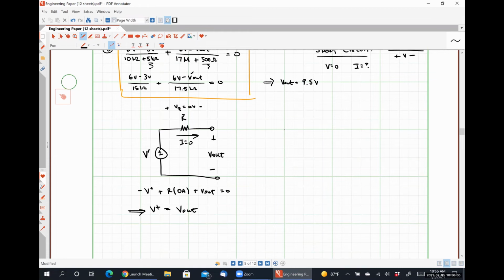Now, we have that voltage V plus. We have some resistor R. And then we have another resistor. Let's just call it R2 for the sake of argument. We are trying to find V out. We are going to get a different answer here because this current I does not equal 0 amps. That's all I was trying to illustrate.